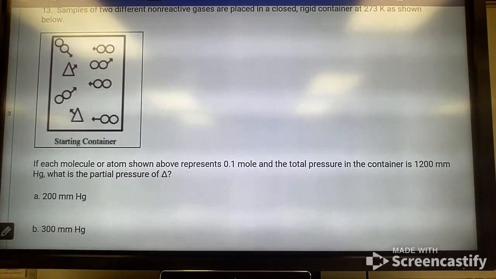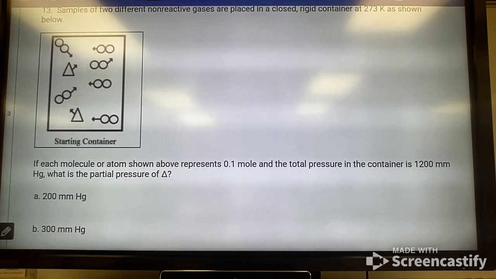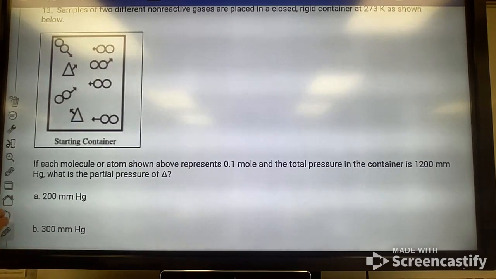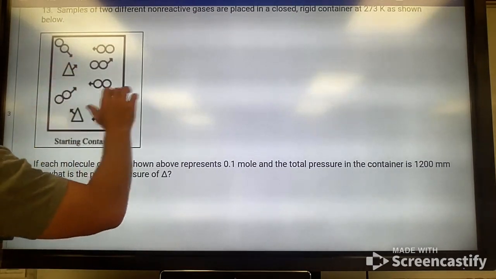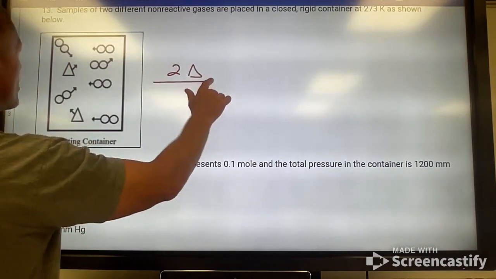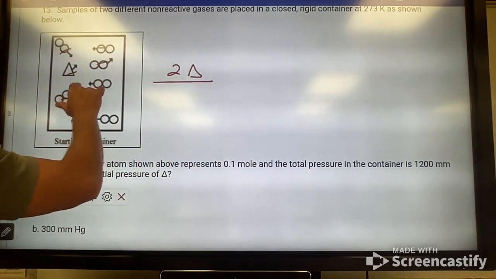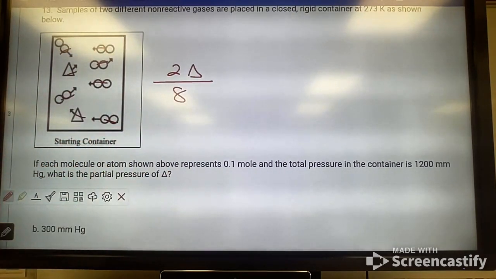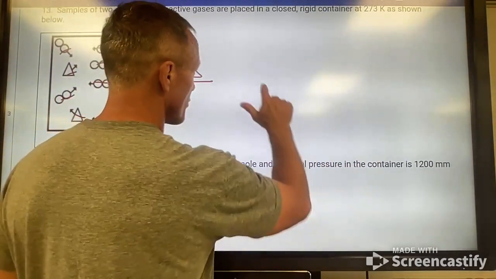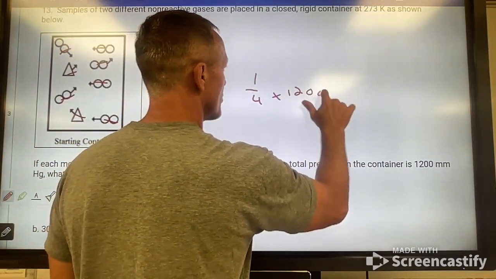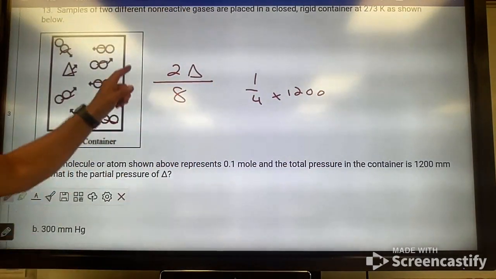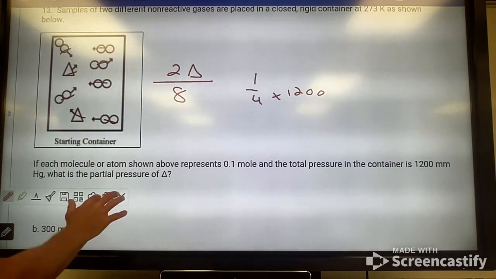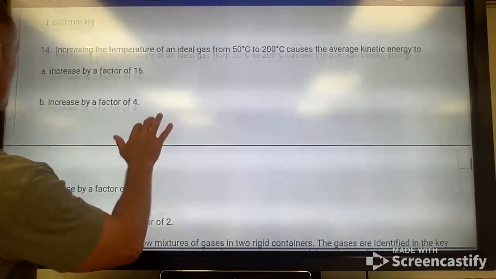Two different non-reactive gases placed in a container. If each molecular atom shown below represents 0.1 mole, total pressure in the container is 1,200 millimeters of mercury. What is the partial pressure of triangle? Well, you have two triangles out of 1, 2, 3, 4, 5, 6, 7, 8 out of 8. So 1/4 of the pressure, 2/8 of the pressure, 1/4 of the pressure is triangle. So 1/4 of 1,200 would be about 300 millimeters of mercury. So the triangles are causing 300 millimeters of mercury pressure. The other 900 is the two circles.